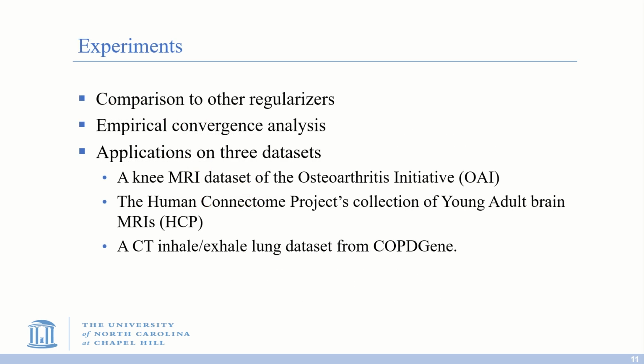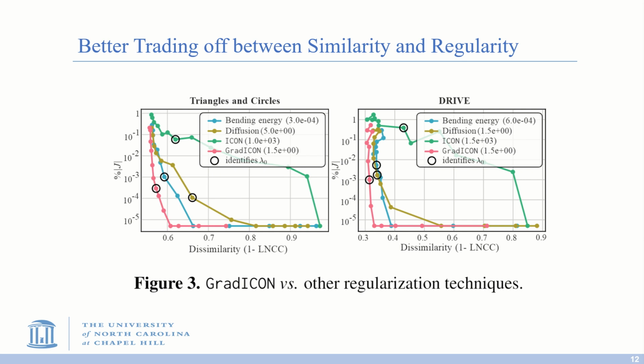We conduct experiments to compare gradient inverse consistency with other regularizers and show its convergence compared to ICON. In addition, we applied GradICON on 3 different registration tasks. When comparing to other regularizers, we train neural networks with different lambdas and plot the dissimilarity and percentage of foldings in this figure. The experiments are conducted on 2 datasets.